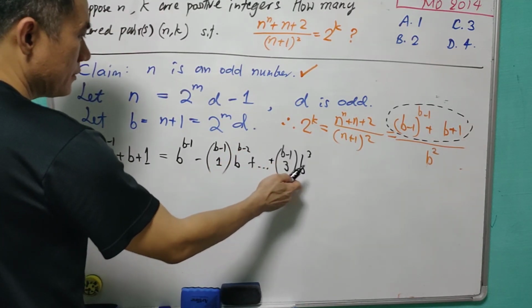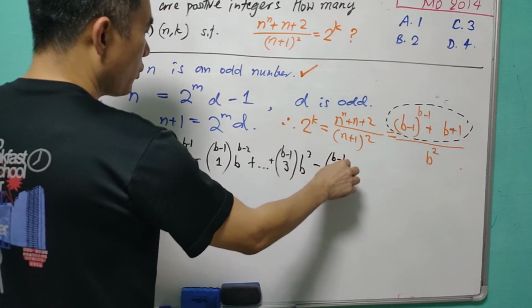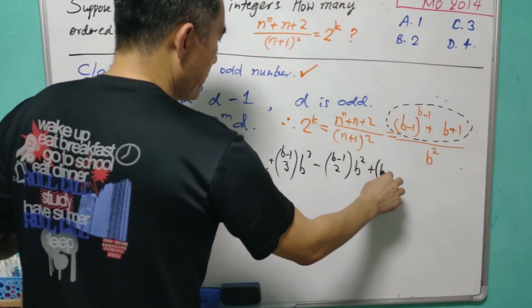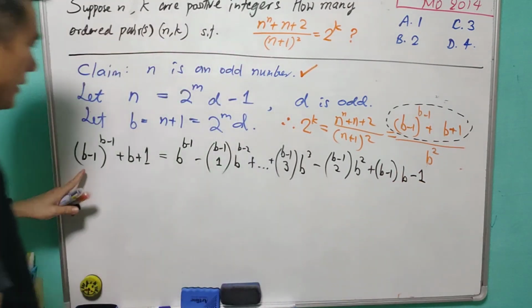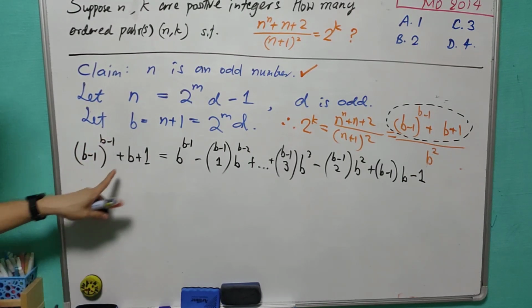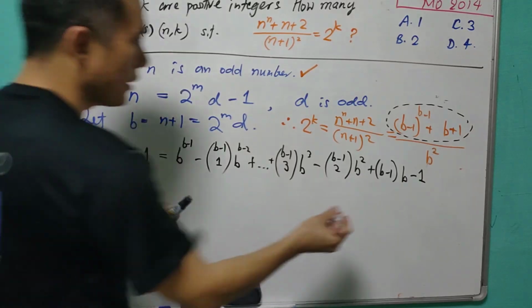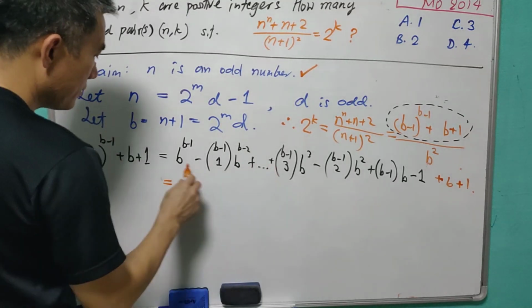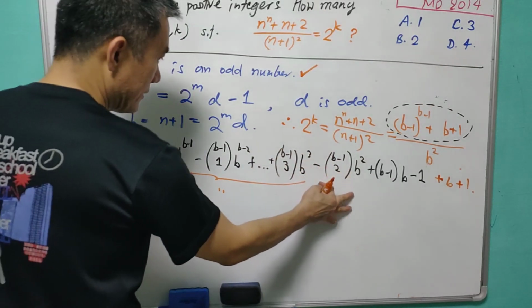minus (b-1 choose 3) b^3 and plus (b-1 choose 2) b^2 plus (b-1) times b and minus 1. That is an expansion of (b - 1)^(b-1). And after that, don't forget to plus b plus 1. So I just copy down plus b plus 1. You don't have to worry too much about all these terms.